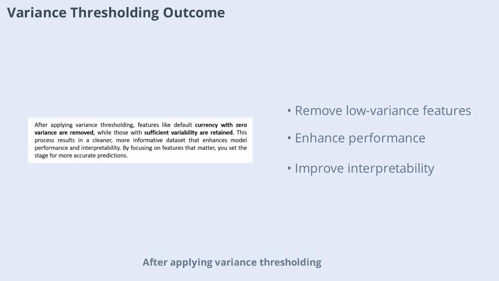After applying variance thresholding, features like default currency with zero variance are removed, while those with sufficient variability are retained. This process results in a cleaner, more informative dataset that enhances model performance and interpretability. By focusing on features that matter, you set the stage for more accurate predictions.